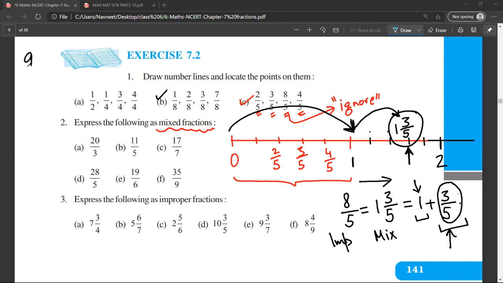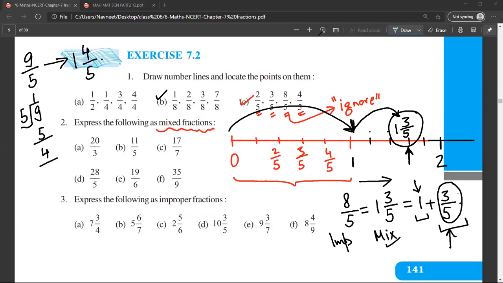If I had 9 by 5, I would write 9 by 5 in the form of a mixed fraction. I can write this as 9 divided by 5: 5 ones are 5, remainder 4. This will be equal to 1 and 4 by 5. Am I correct? Yes, sir. Okay.